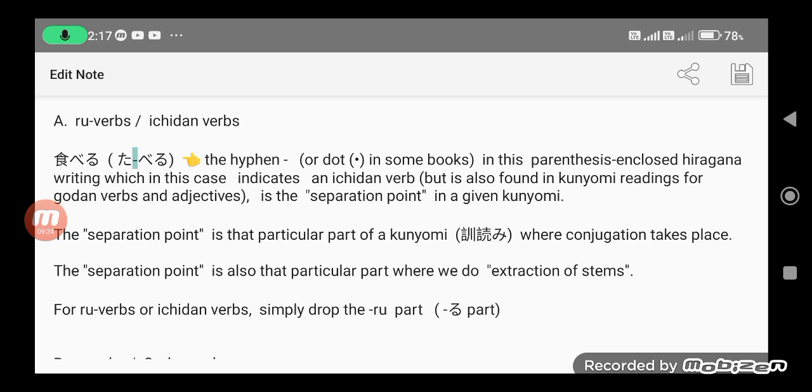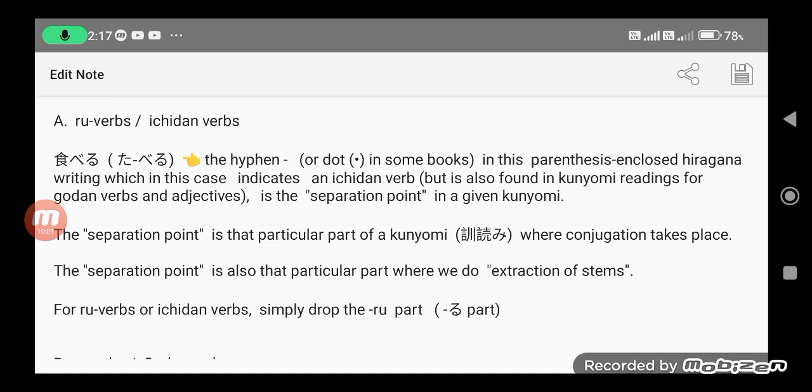In taberu, it is pronounced in 3 syllables, taberu. You notice that the kanji is only present in the first syllable, the ta. But how about the beru? Beru is represented in hiragana. The hyphen between the ta and beru is the separation point, and thus is represented here as hyphen, but in some books it's dot.